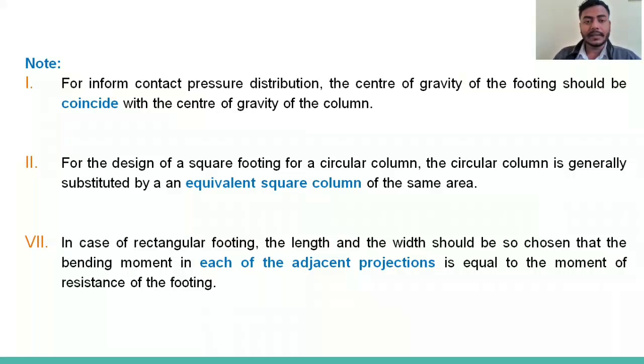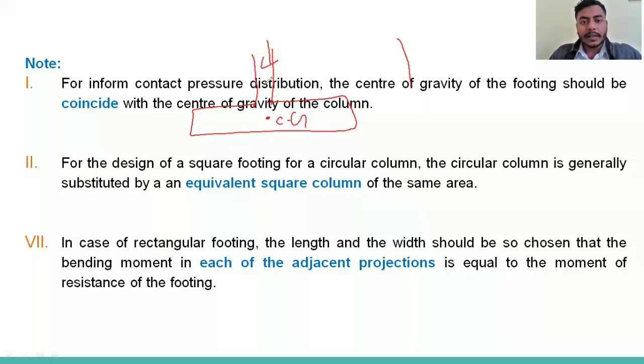So what is the point? What is the meaning of this? Suppose this is the column and this is the footing. Suppose the center of gravity of the footing is here. This is the center of gravity of the footing, and the center of gravity of the column is here. So this line should coincide. It cannot be like this. It should be like this.